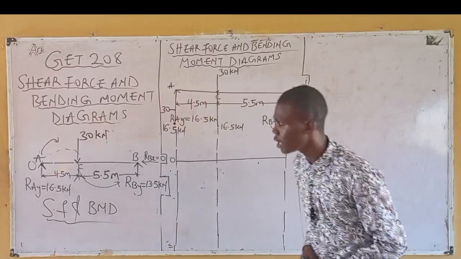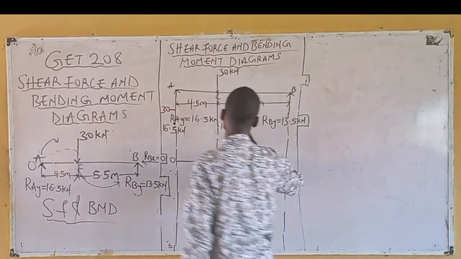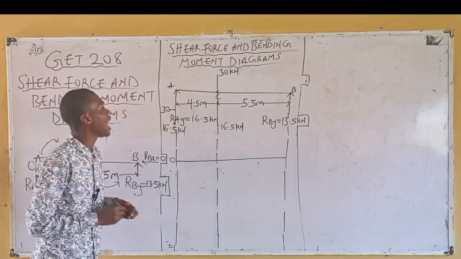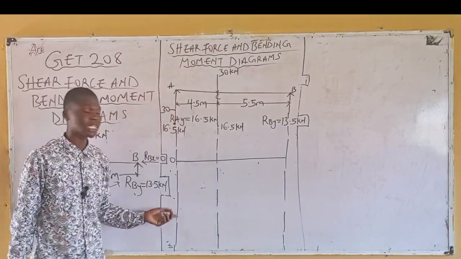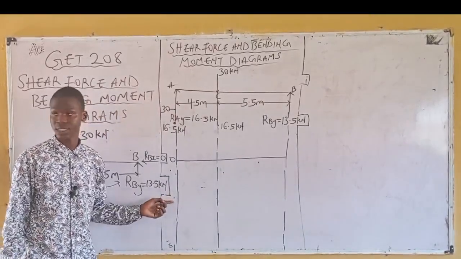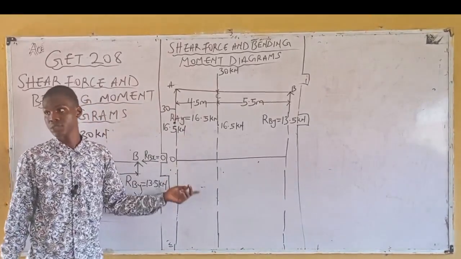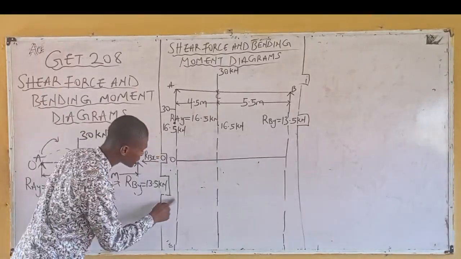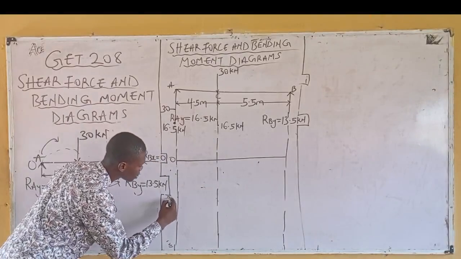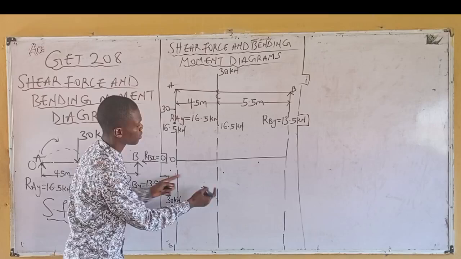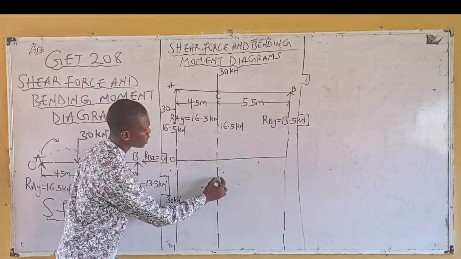Check the next value. The next value is what? Minus 30. If the highest value here is 30, the highest value here is also 30. Mathematically, we know that. This is the positive region. This is the negative region. So let's say this is my greatest value, which is 30 kilonewton, right? Then 13.5 will be somewhere around here.